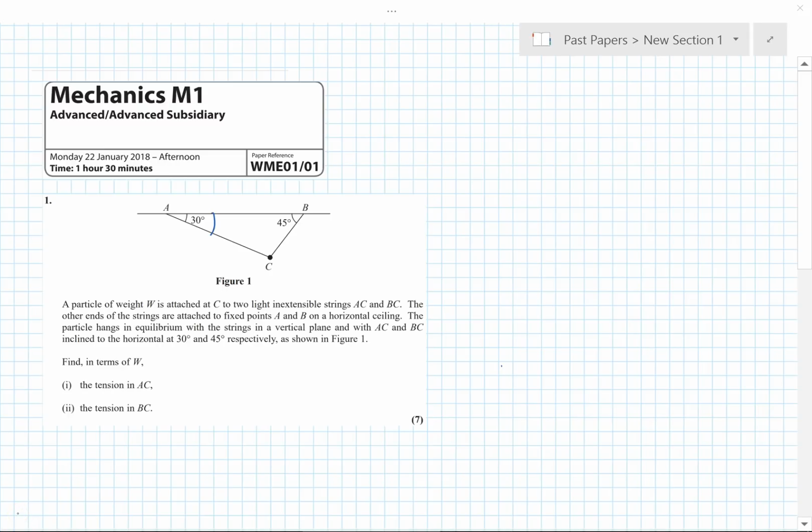Hello, so we're doing the latest M1 IAL Edexcel paper, which was done in January 18.